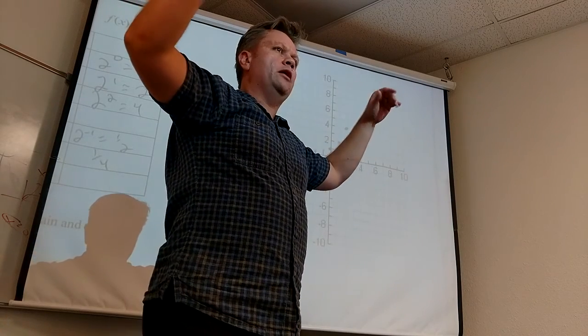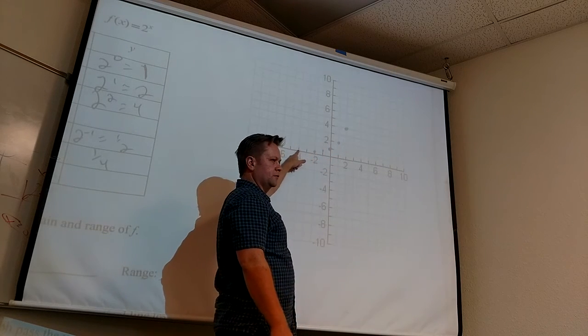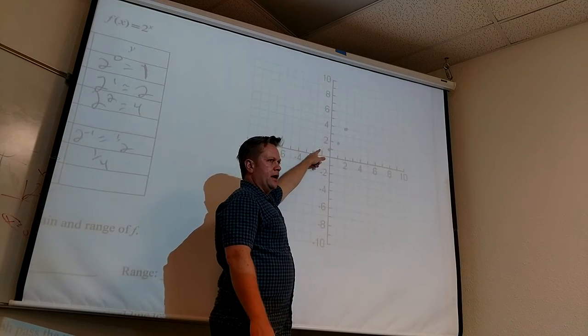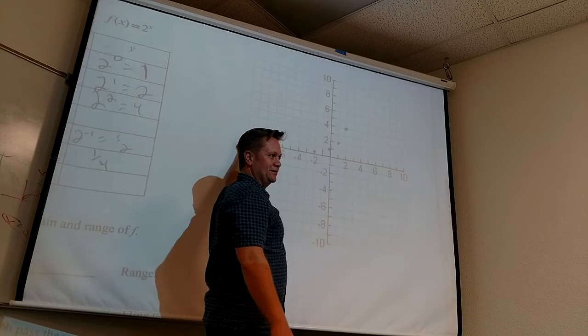What do you call that when you have something get really close but not quite get there? I can't remember if I used this word yet this semester. It's called an asymptote. Sounds like a horrible math insult.